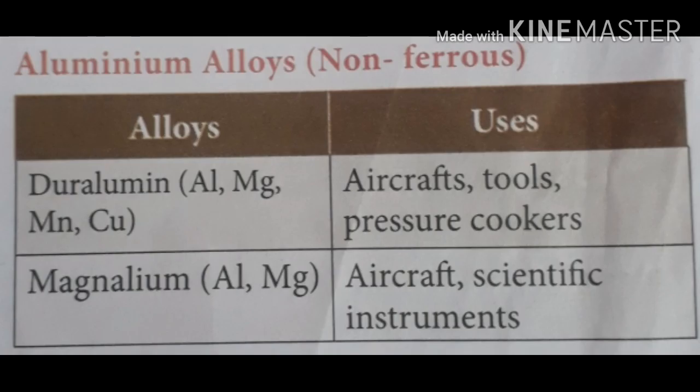It is also a non-ferrous alloy. The two main alloys of aluminium are duralumin and magnalium. First one is duralumin. Duralumin consists of a combination of 4 metals, that is aluminium, magnesium, manganese and copper: Al, Mg, Mn and Cu. Where is this duralumin used now?